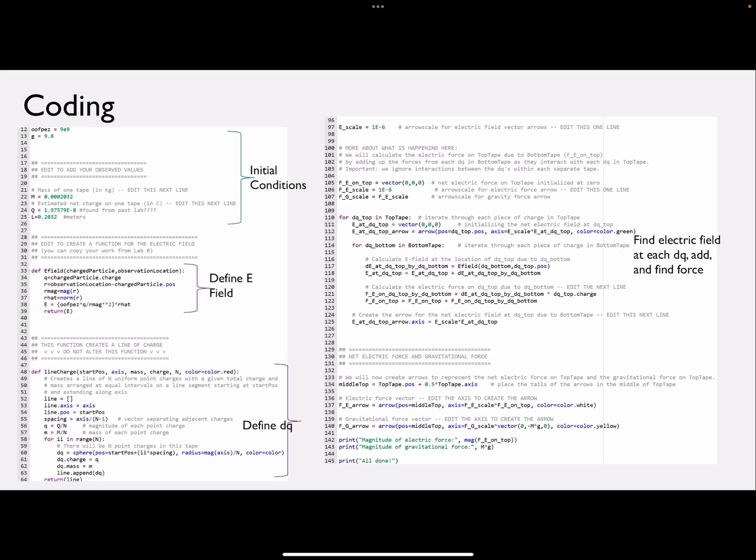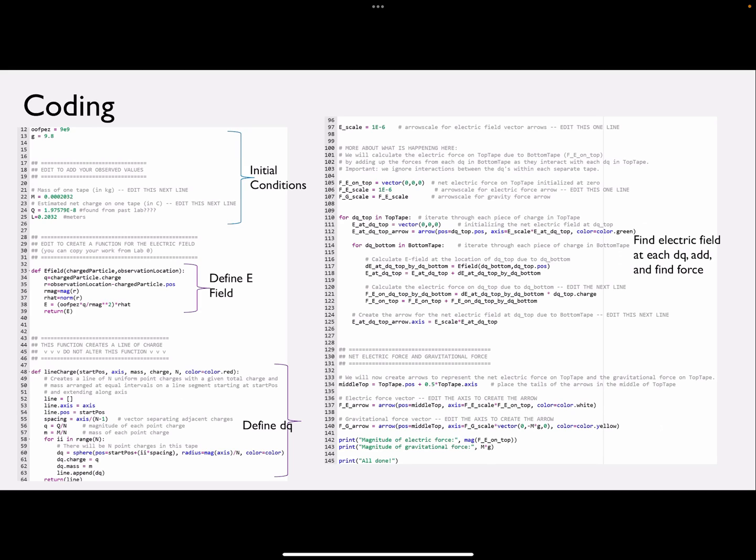For the code, we have our initial conditions. So these were just the values we had. You can see L and Q. Q was found by using the equation from earlier. And then the first thing we did was define the E field. So that's a function that was going. So we found the E field, and we'll use that later on.